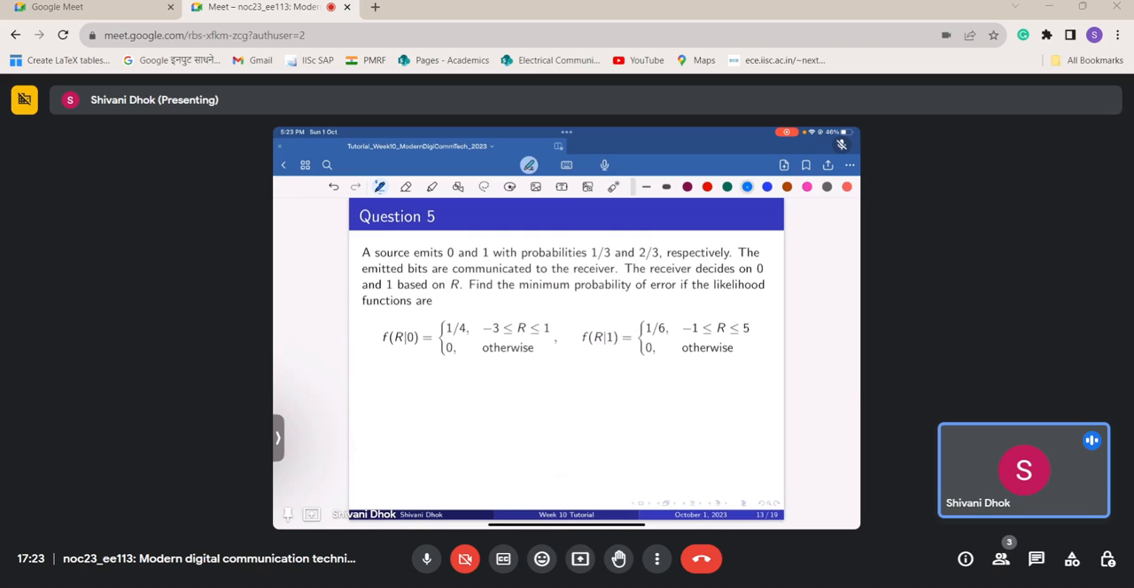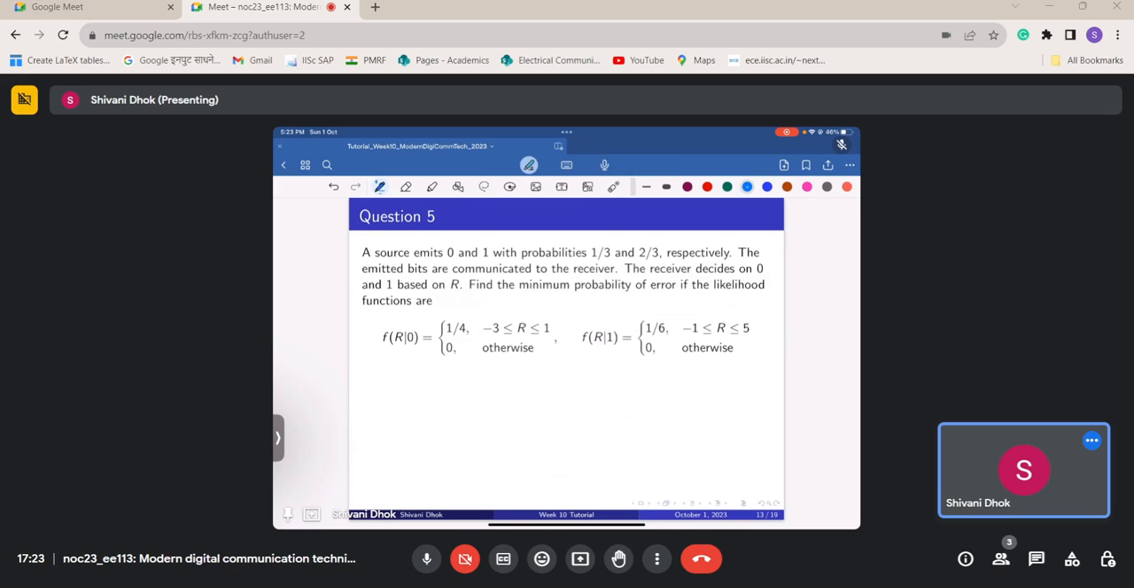What is given is a source that emits 0 and 1 with probabilities 1 by 3 and 2 by 3 respectively, and the emitted bits are communicated to the receiver, and the receiver decides on 0 and 1 based on R. Now we need to find the minimum probability of error if the likelihood functions are given like this. We had seen that we achieve minimum probability of error if we go for the optimal decision rule, which is the maximum a posteriori probability rule, the MAP rule.